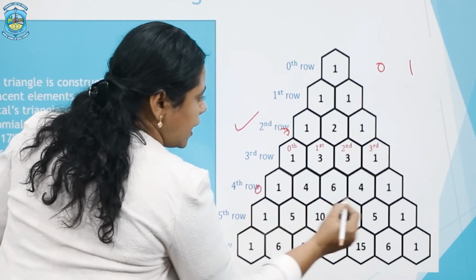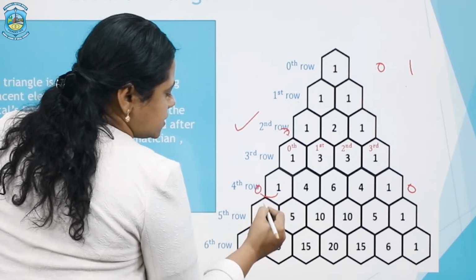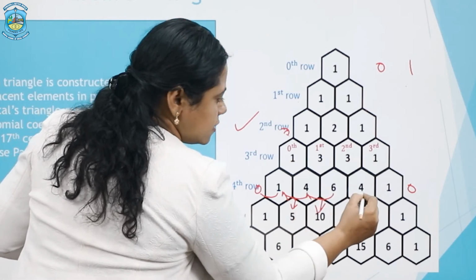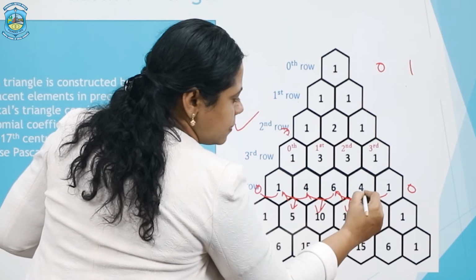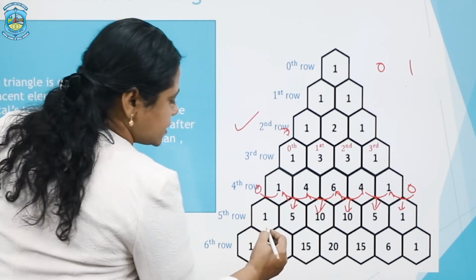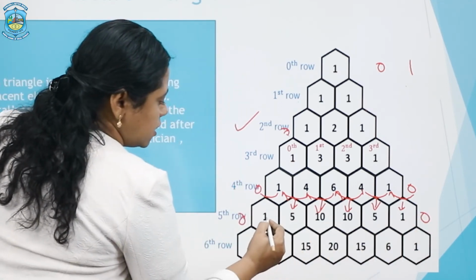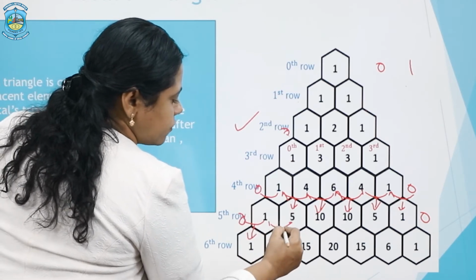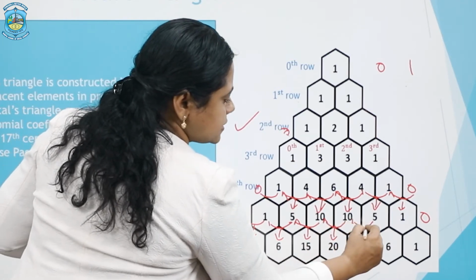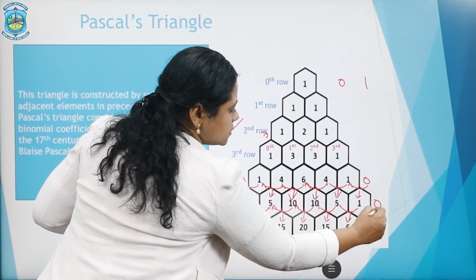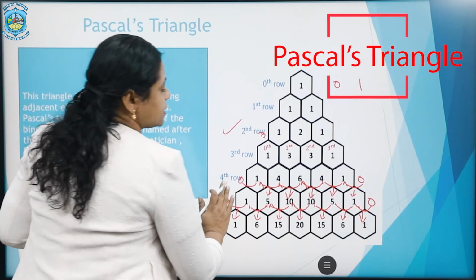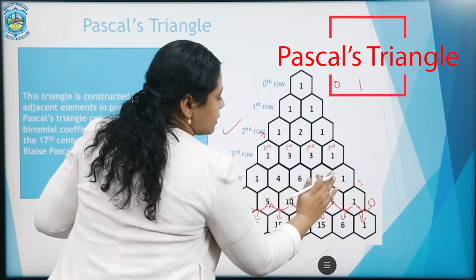Then the next one. Here 0 and 0. Now 1 plus 0, 1, 4 plus 1, 5, 6 plus 4, 10, 4 plus 6, 10, 1 plus 4, 5, 0 and 1, 1. Now the next one. 1 plus 0, 1, 1 plus 5, 6, 10 plus 5, 15, 10 plus 10, 20, 5 plus 10, 15, 1 plus 5, 6, 0 plus 1, 1. I hope you understood how the numerical coefficients in Pascal's triangle are developed.